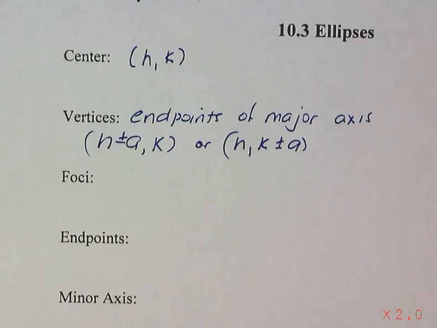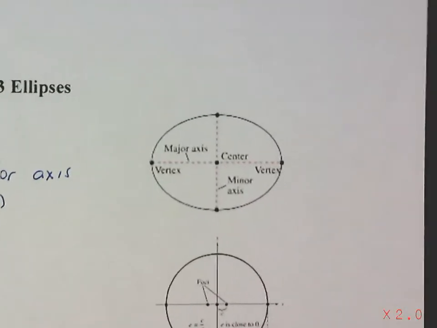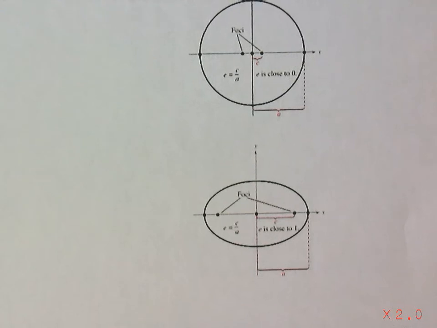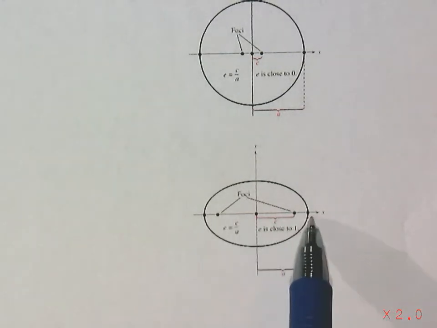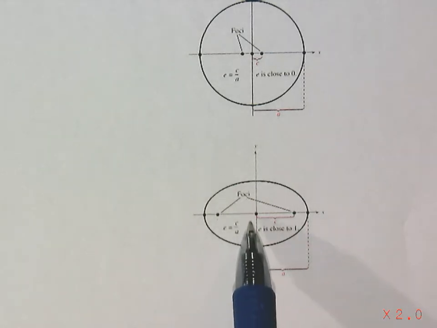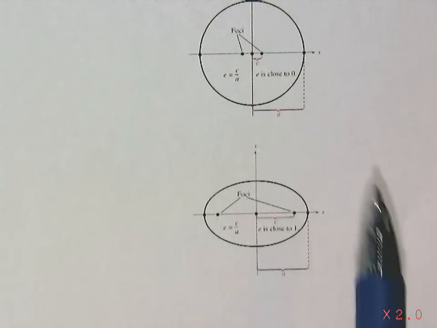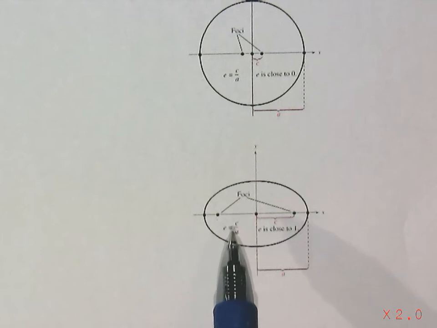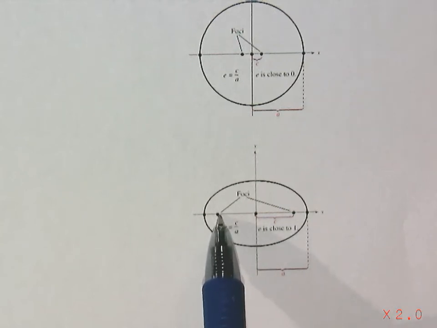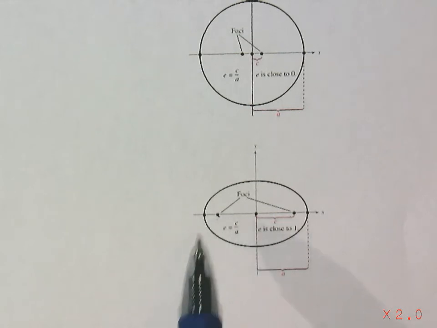The focus points, and I don't have diagrams below, but you've got it on here. A focus point is along the major axis, and it's inside the ellipse, just like on a parabola. The focus point was on the inside of the parabola. And we don't have a p value, we're going to have a c value. C squared is going to equal a squared minus b squared. C is the distance from the center out to a focus point. The plural of focus is foci.